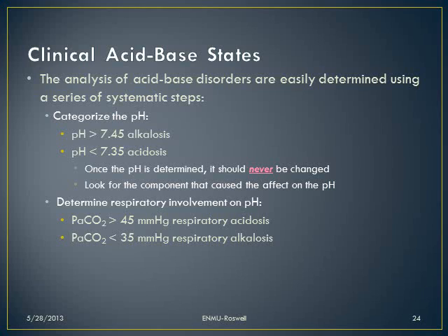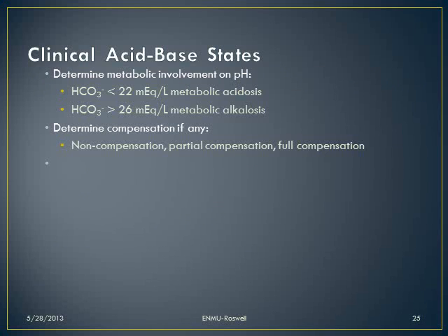Okay. So if we have respiratory involvement, CO2 is going to be greater than 45 for acidosis. If it's alkalotic, it's going to be less than 35 in terms of CO2. Metabolic involvement, less than 22, we've got a metabolic acidosis. If we're greater than 26, we've got a metabolic alkalosis. And then we're going to determine compensation: non-compensation, partial compensation, or full compensation.